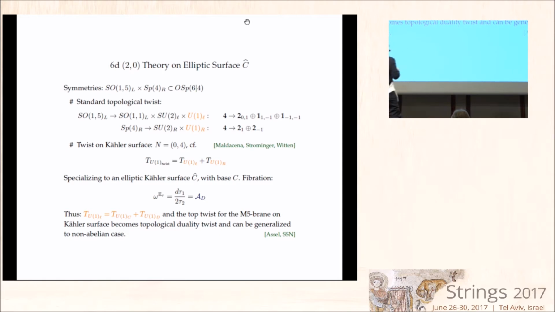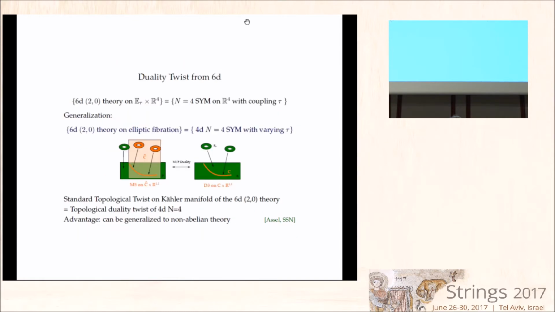And then we can look at what exactly this means in terms of the spin connection of the elliptically fibered Kähler surfaces. So if the Kähler surface specializes to something like this object here, then this connection here is exactly given in terms of this duality connection.